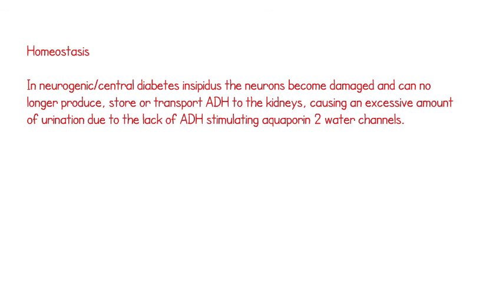Homeostasis. In neurogenic or central diabetes insipidus, the neurons become damaged and can no longer produce, store, or transport ADH to the kidneys, causing an excessive amount of urination due to the lack of ADH stimulating aquaporin 2 water channels.